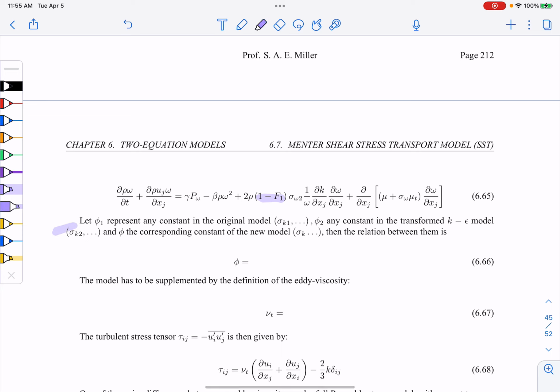That's what's noted here. And that type of blending function should look something like F1 times Phi1. So Phi1 would be the coefficients from the first model, and the second one would be 1 minus F1 times Phi2. So 1 and 2 are the coefficients from both models, respectively. And you're going to tie all this into an eddy viscosity model, which connects to the momentum equation.